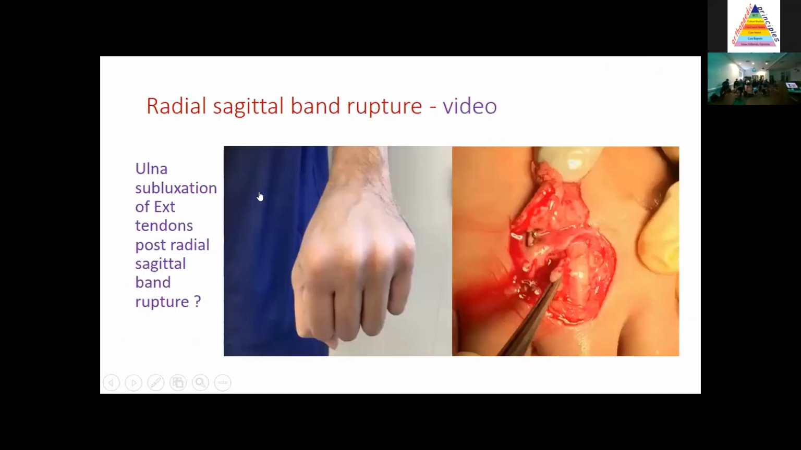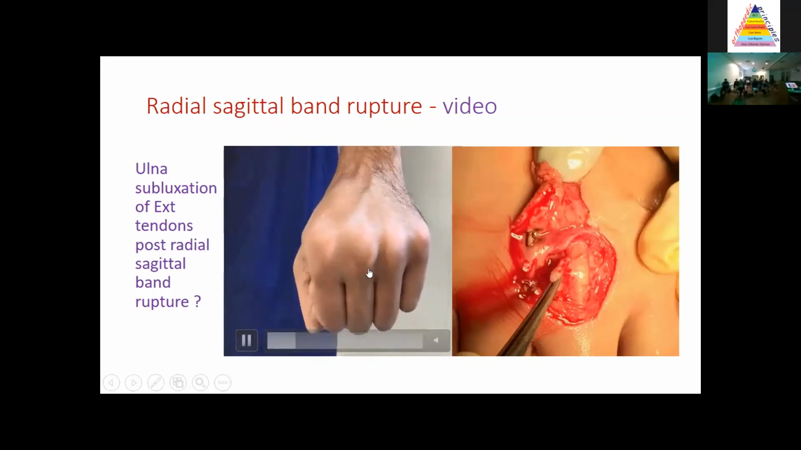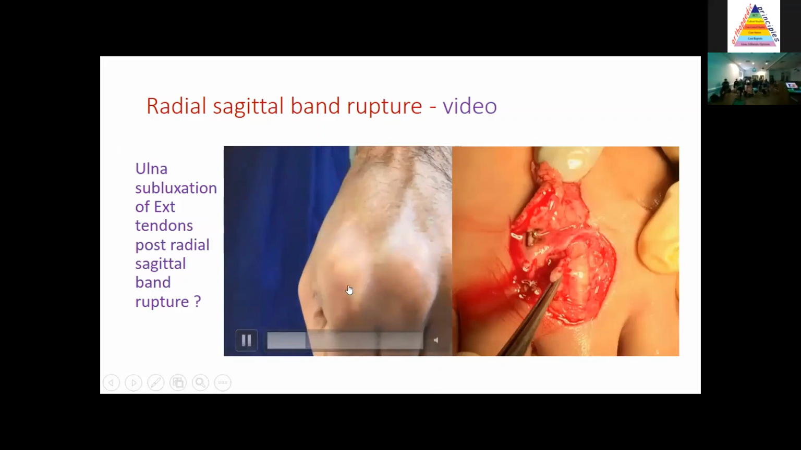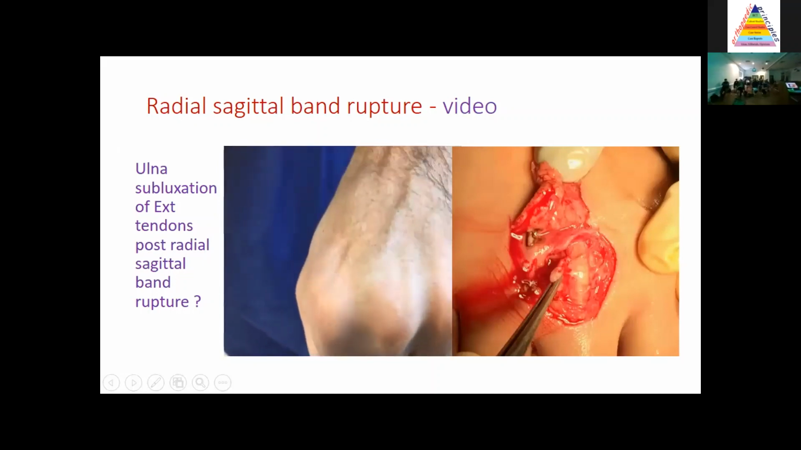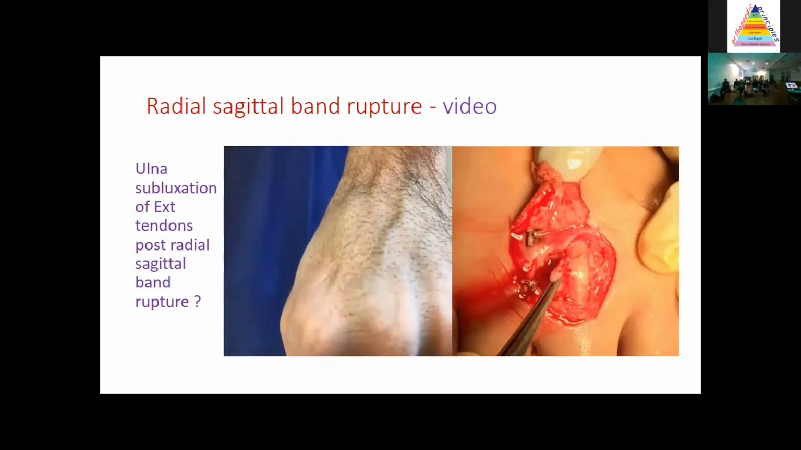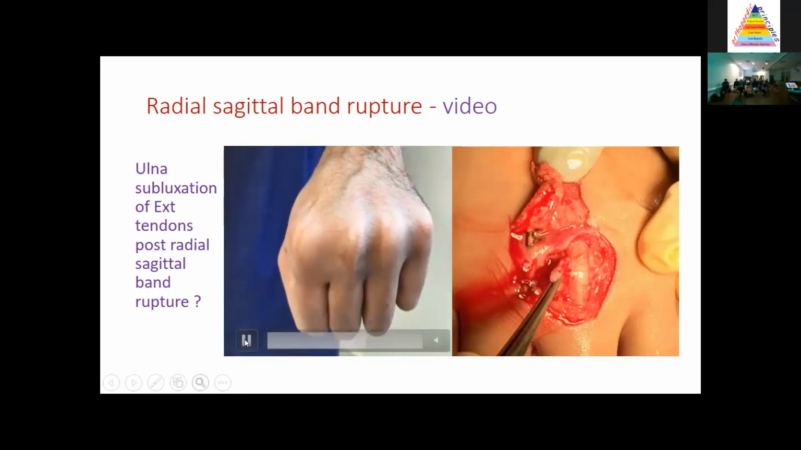Sagittal band rupture, again, can be traumatic or it can happen in your rheumatoids. This is just to show a video for you to make an impression. Watch these two fingers, middle and, I think it's middle and ring, or is it index and middle? See how, now, can you see the extensor tendons falling into the ulnar gutter? Yeah? Yes? So that's a sagittal band rupture.